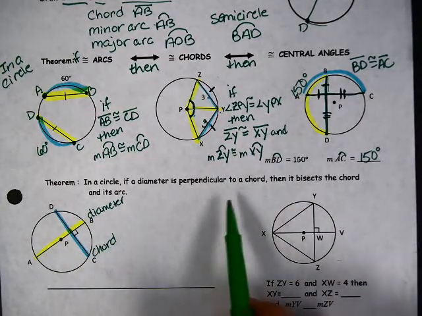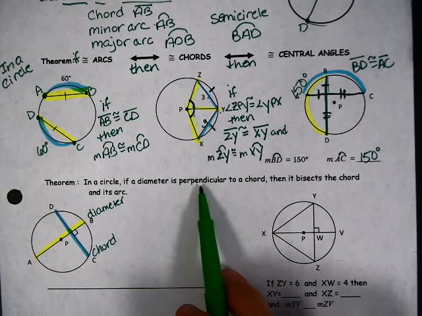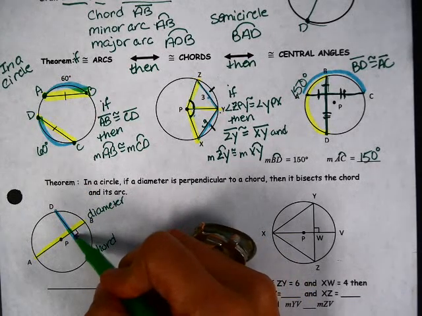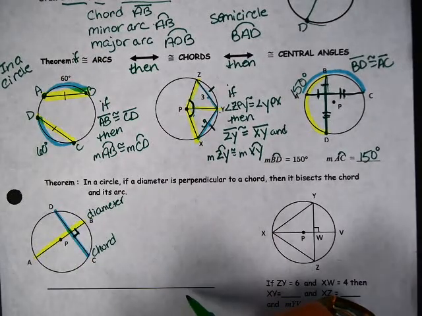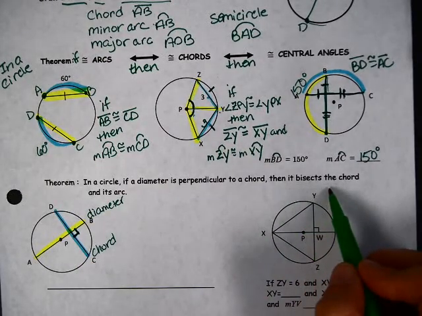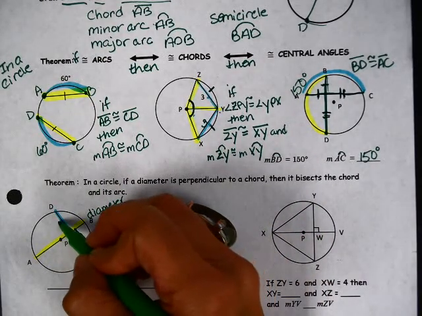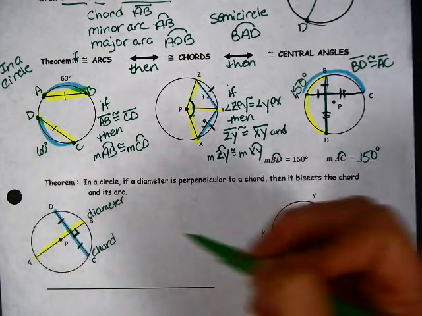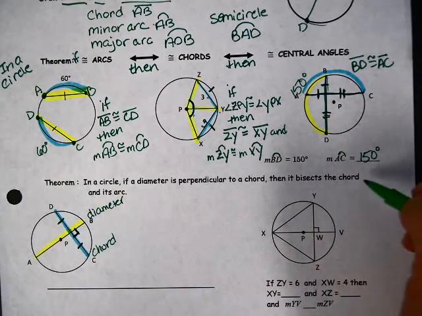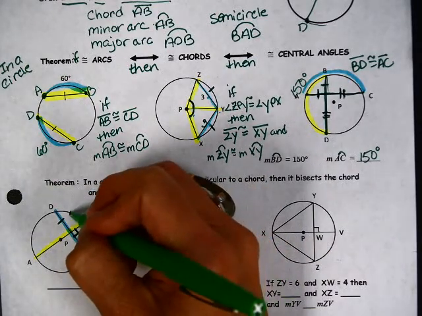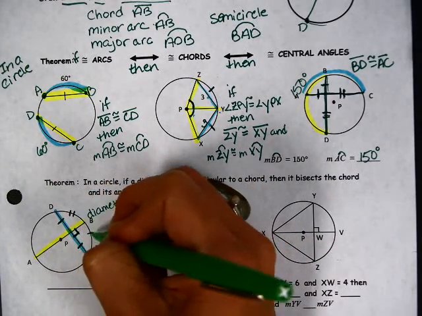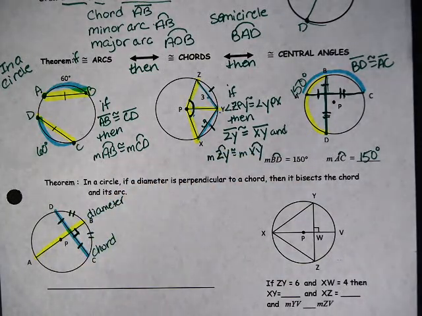Now, it says if it is perpendicular, meaning it created a right angle. So if these two are perpendicular, then it bisects the chord. So the diameter bisects the chord, cuts it in half, and its arc. Here is the arc, so it also cuts it in half as well.